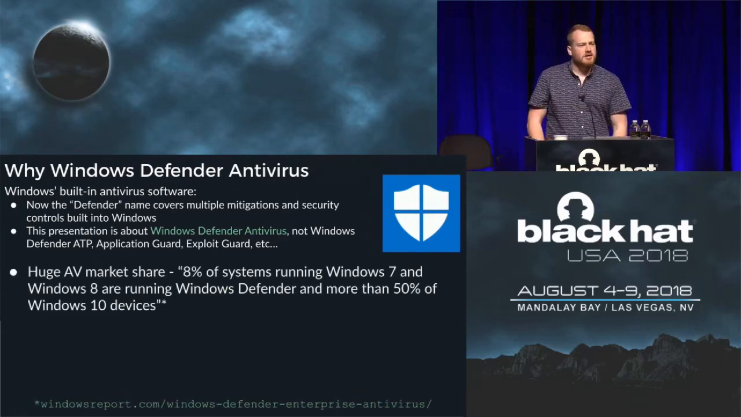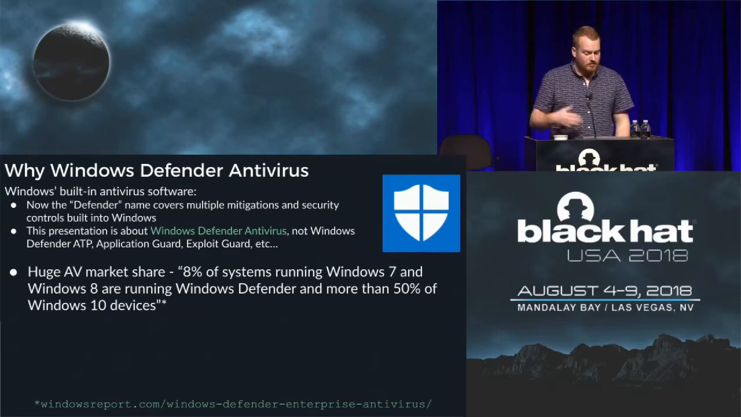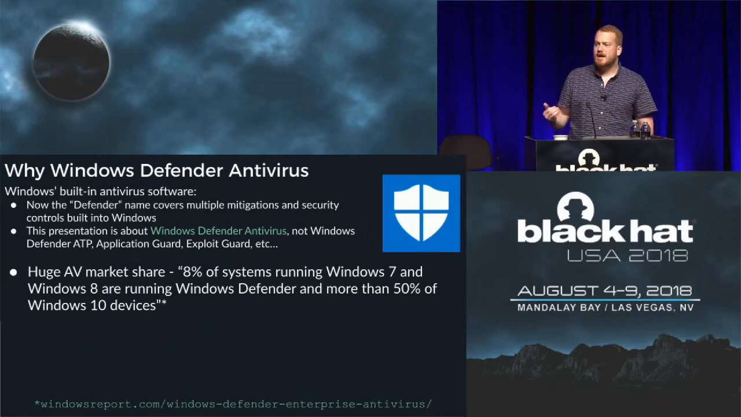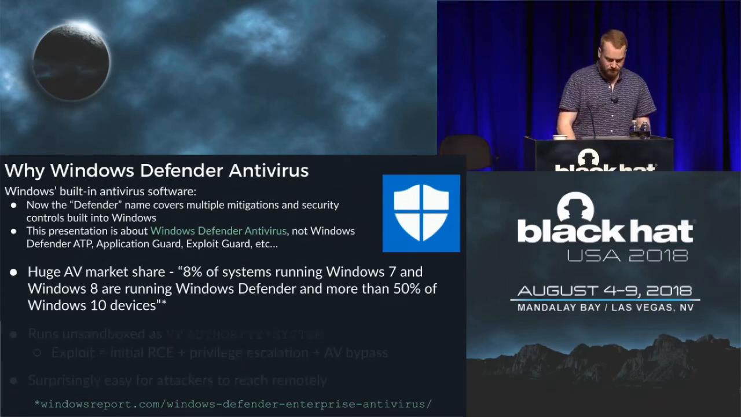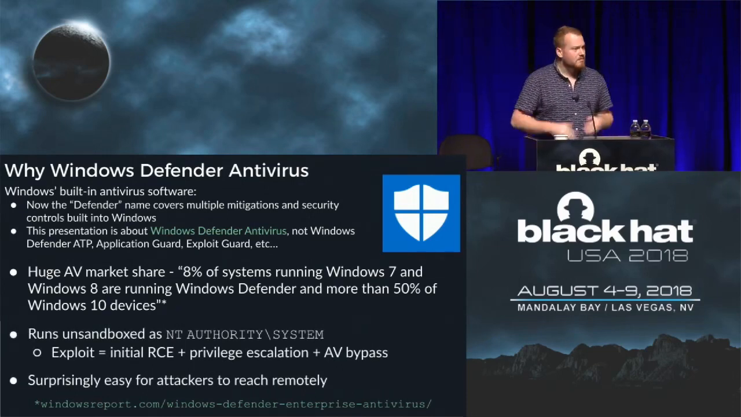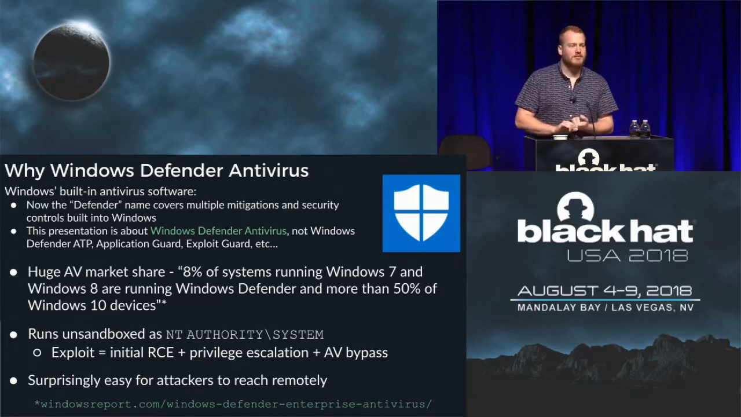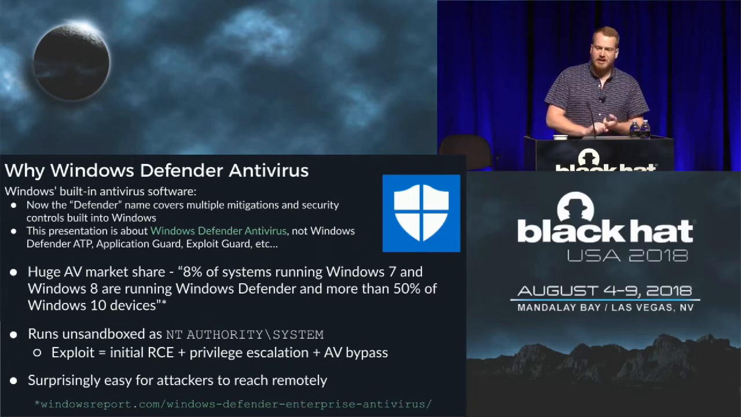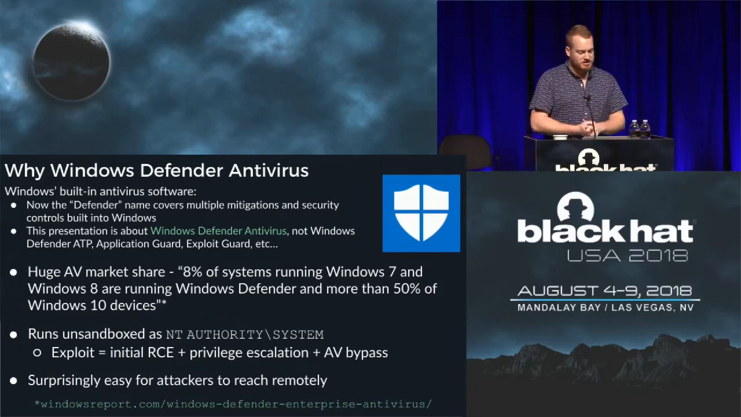Defender has a huge market share in the AV industry: 8% of Windows 7 systems, and more than 50% of Windows 10 devices. That's because, it's my understanding, with Windows 10 Microsoft turned on Defender by default when you install the OS. Defender also runs unsandboxed as NT authority system, meaning that if you have an exploit for a vulnerability inside Defender, you'll get initial remote code execution. You'll also have a privesc up to system, and you'll have an AV bypass because you're running inside the AV, so it's unlikely to flag itself doing anything malicious.